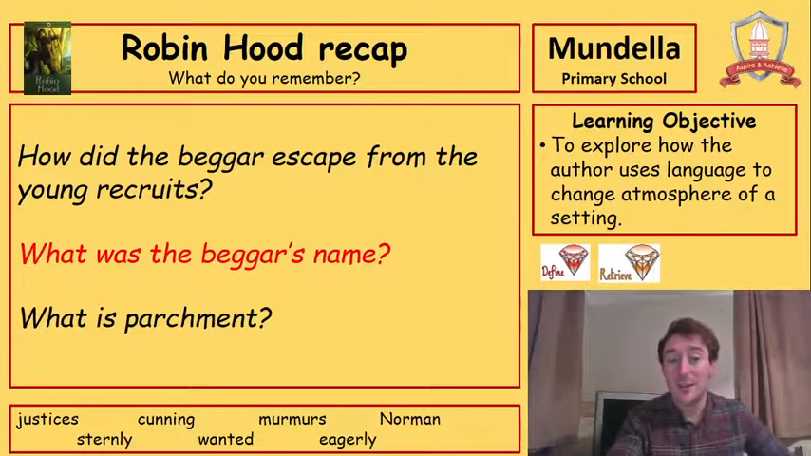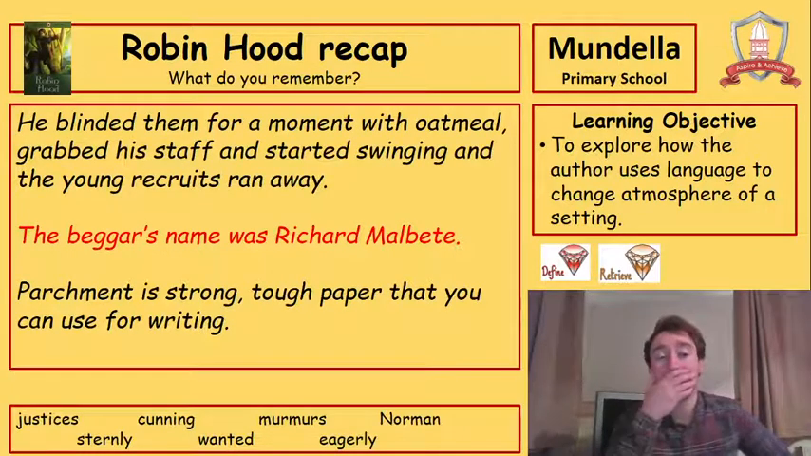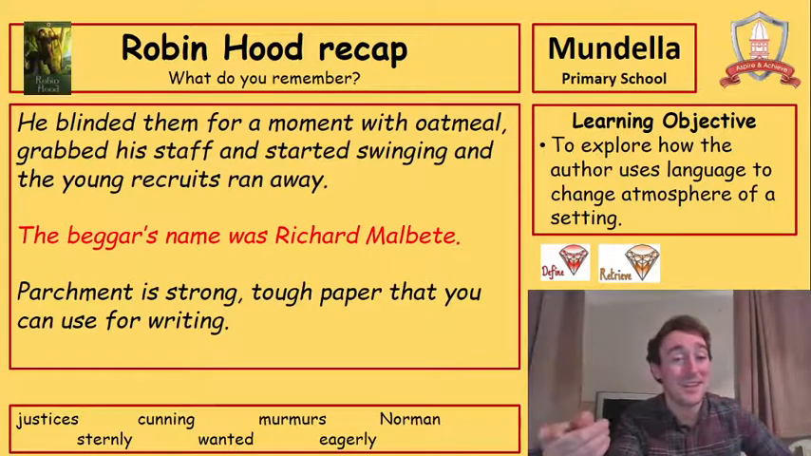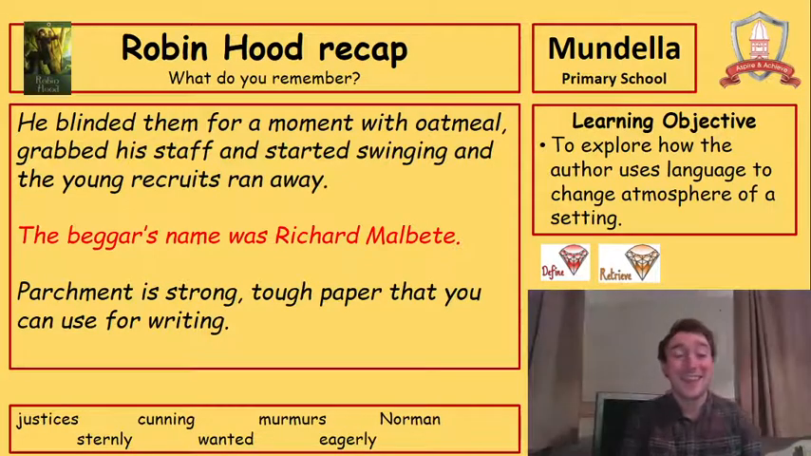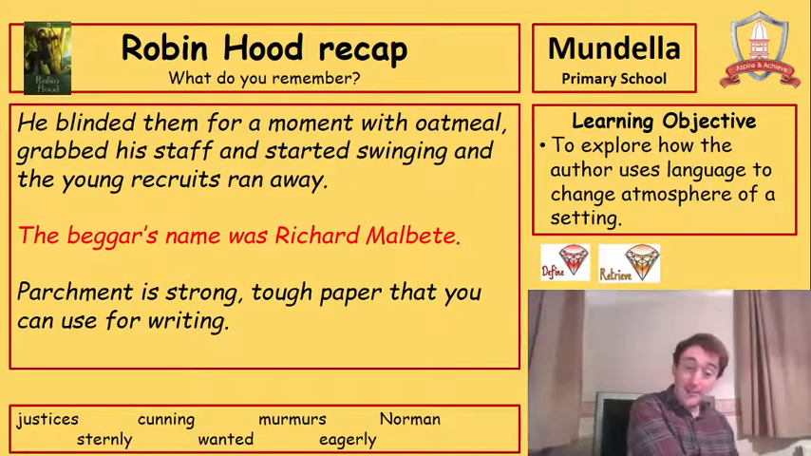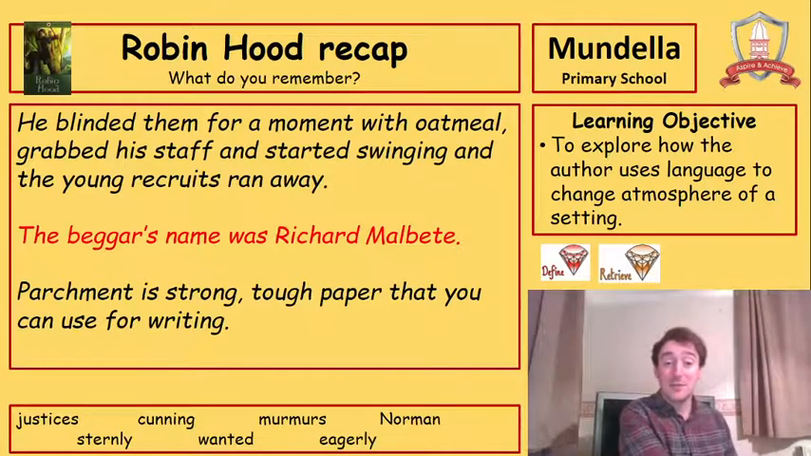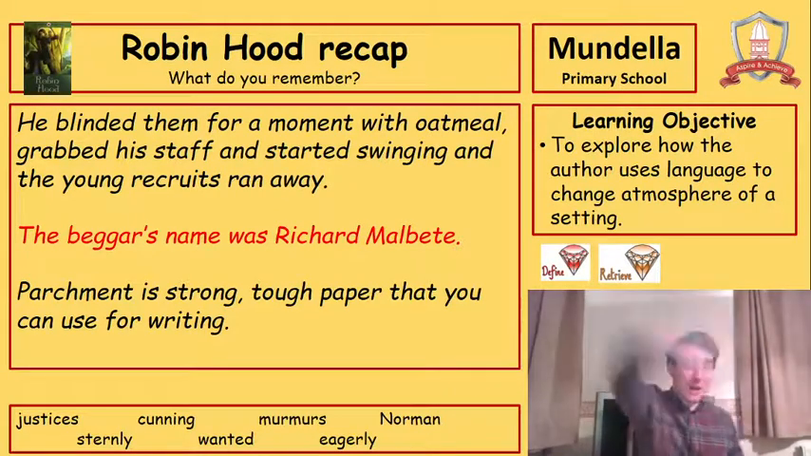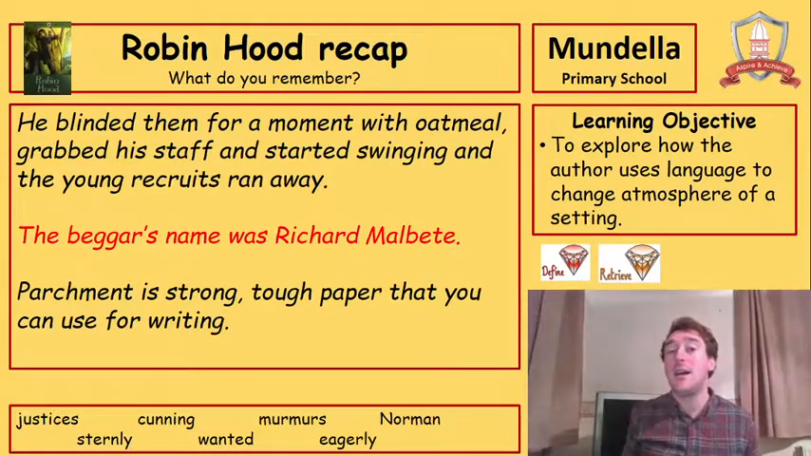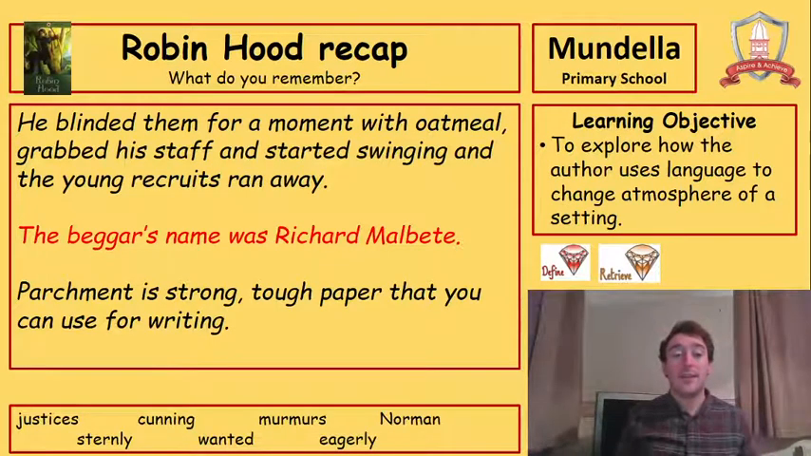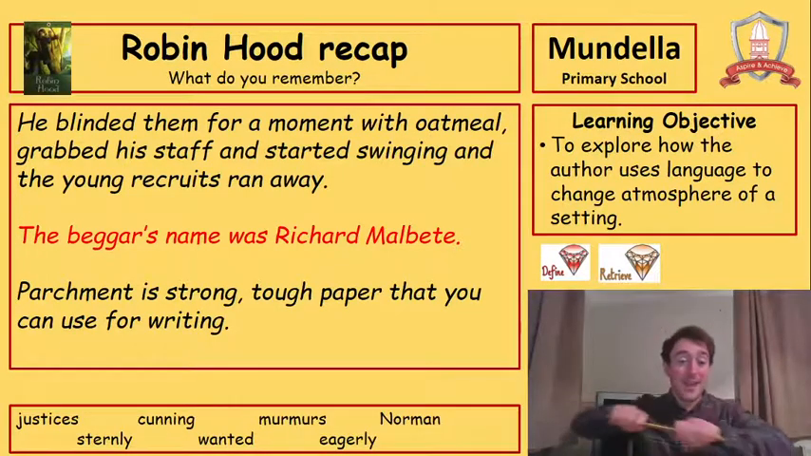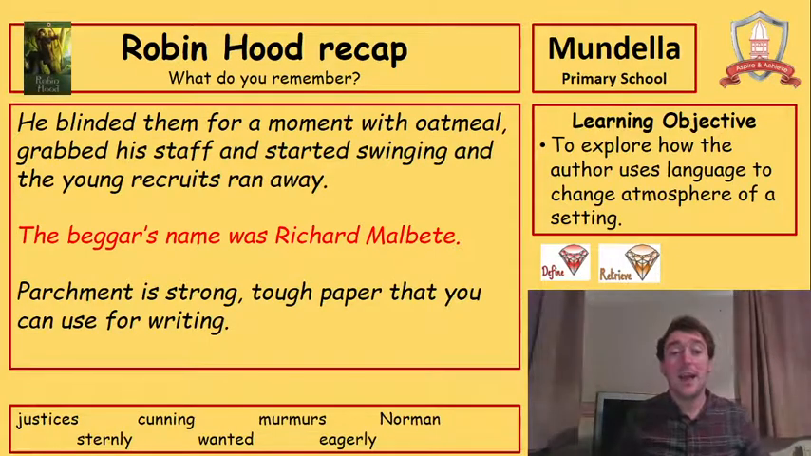Okay, hopefully you paused the video. Let's have a look at this here. I put, he blinded them for a moment with oatmeal. Do you remember he fumbled in his bag because he said he had a message for Robin Hood? Then he poured out a shower of oatmeal into the faces of the young recruits. Then he grabbed his staff, which is his long stick, and started swinging, and the young recruits had to run away because they knew that without weapons, they couldn't possibly fight Richard Malbeat.